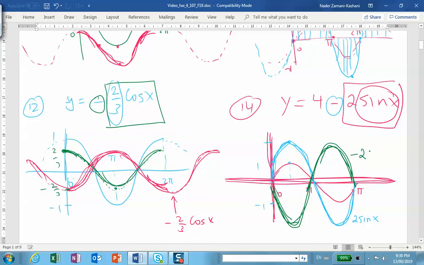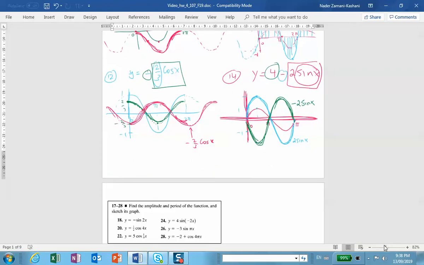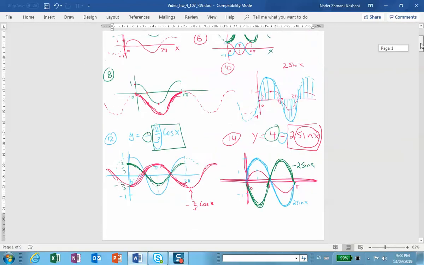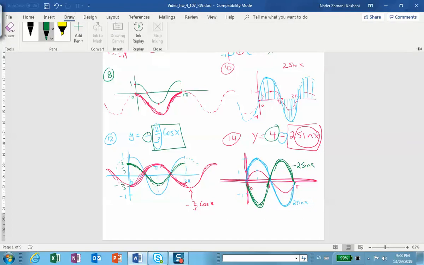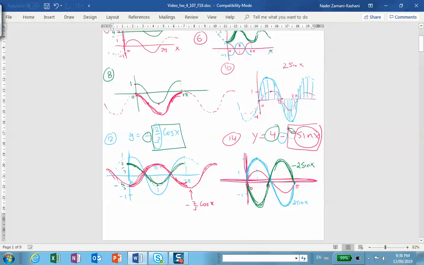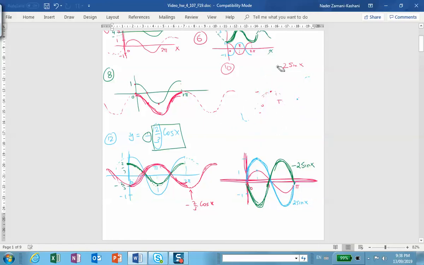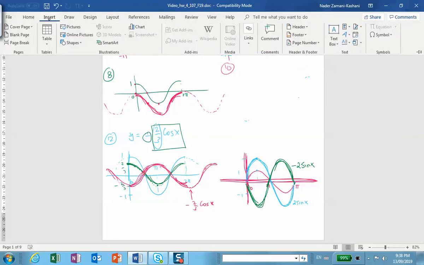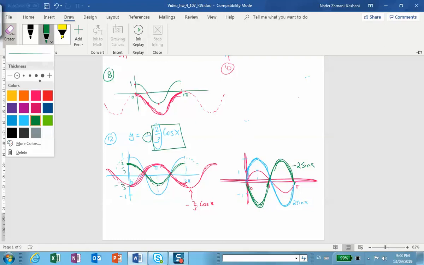Okay? And finally, you have a plus 4. That means everything is shifted up by 4. So let me do the following. Since I want to do a good job on drawing this thing, I'm going to move this thing down, erase the stuff that I don't want. Okay, so I'm going to erase this stuff. Everything is shifted up by 4. Okay, so what does that mean? Okay, so here's my axis.